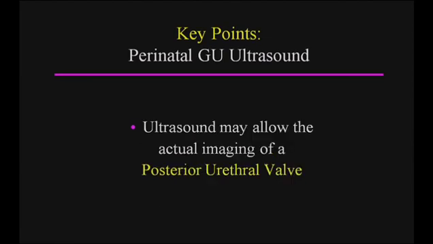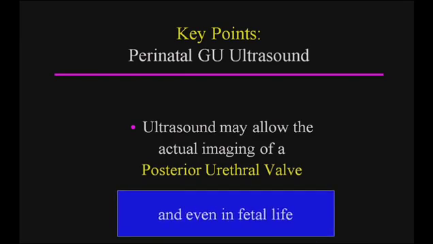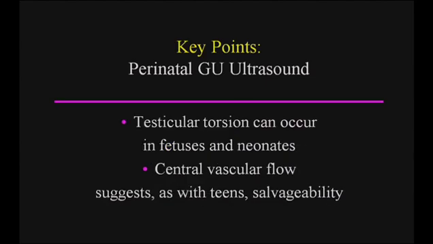Ultrasound may allow the actual imaging of a posterior urethral valve, and a transperineal approach may aid, which is placing a transducer between scrotum and anus. It can be seen in neonatal life, and it can be seen in fetal life. Multicystic dysplastic kidney is a unilateral abnormality in those who have it and survive. Testicular torsion can occur in fetuses and neonates. Central vascular flow suggests, just like with teenagers, salvageability. The end.